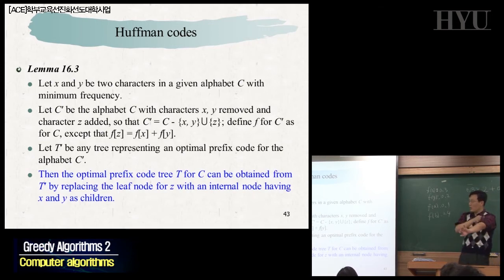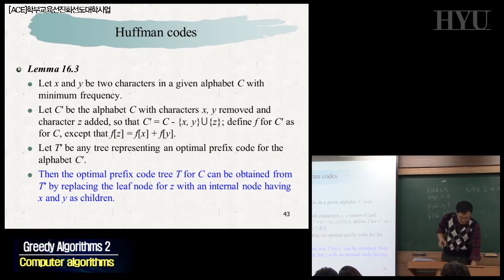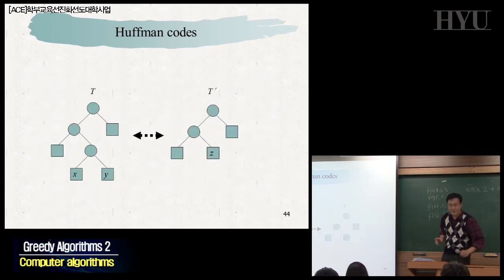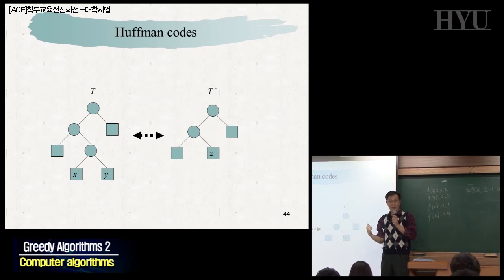We need one more lemma. That's by exchanging z by the subtree. Yes, that is this. Okay. So let me explain using an example.